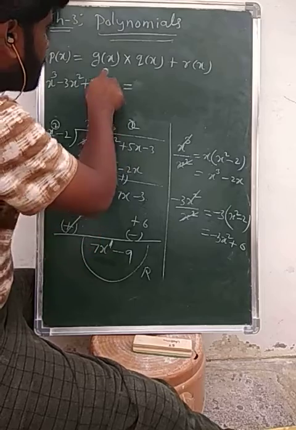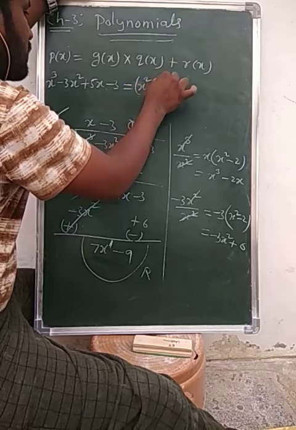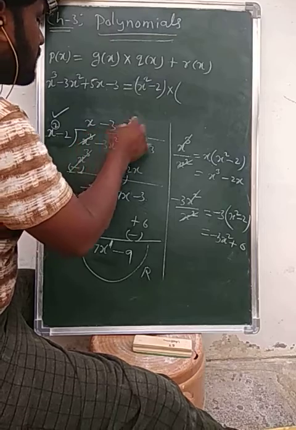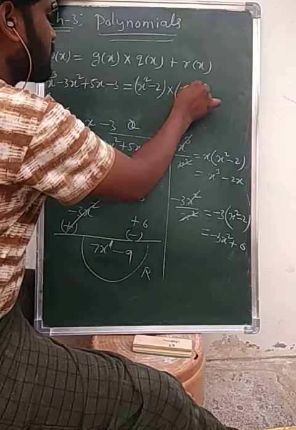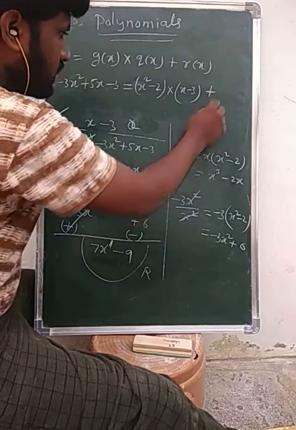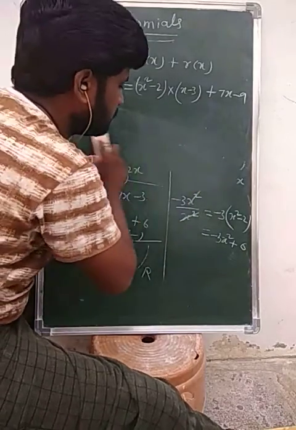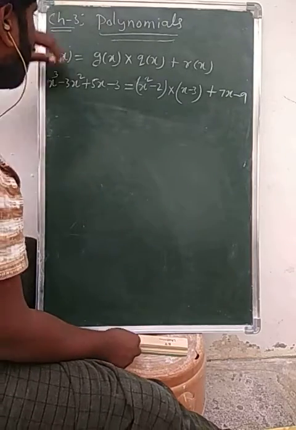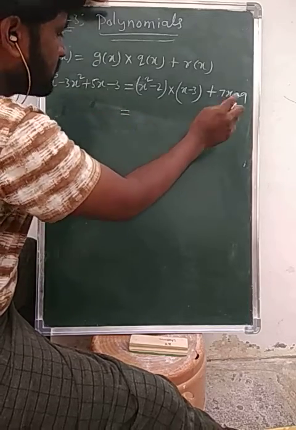That is equal to g of x, that is the divisor, x square minus 2, into q of x, that is the quotient, x minus 3, plus the remainder r of x, that is 7x minus 9. Now you just observe what I am doing here. This is the LHS part and this is the RHS part.